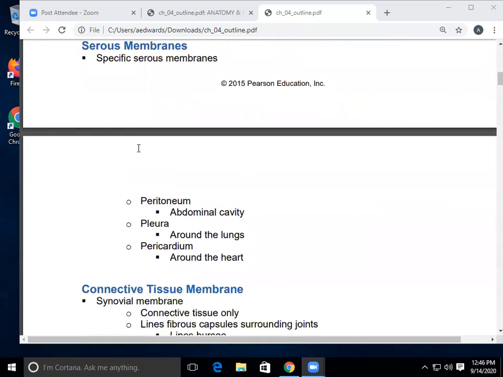All right, so a little more on serous membranes. Again, the pleura we just talked about, you'll find around the lungs. You also have peritoneum around your abdominal cavity. You'll have pericardium around the heart. But those are all serous membranes.